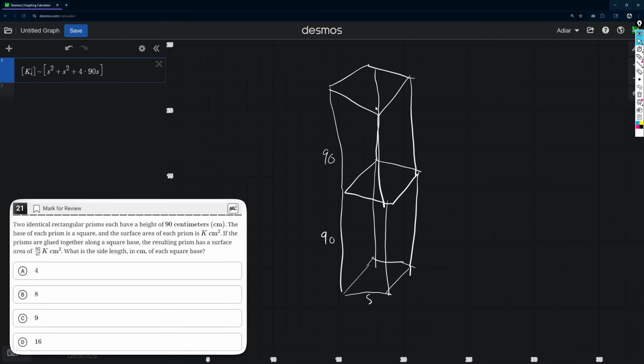And we also were told that 92 over 47 K is equal to the surface area of both of them combined. So that's just going to be, again, 2S squared. I'm going to put it together this time. The top and the bottom, plus 4 times 180 times S. And that should make sense because we're looking at them glued together. So they have a combined side height of 180, 90 times 2.